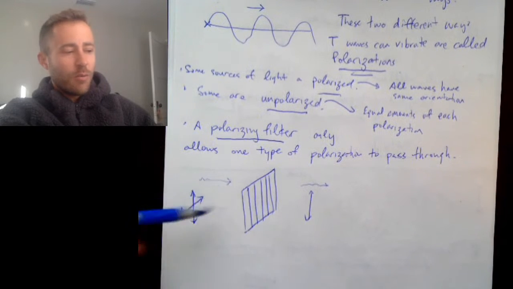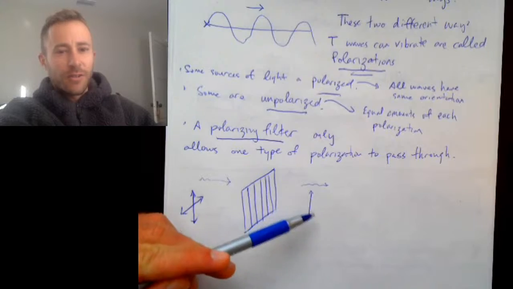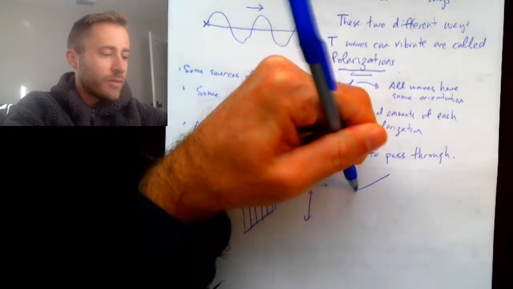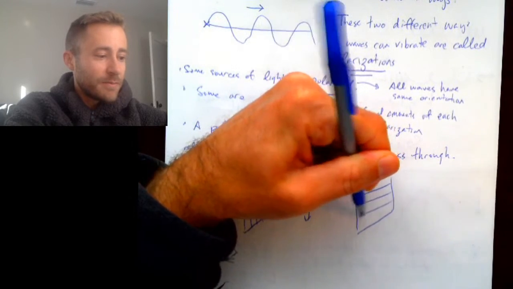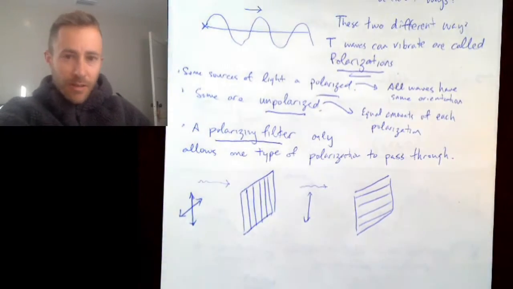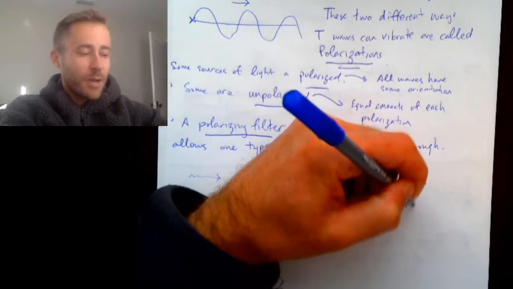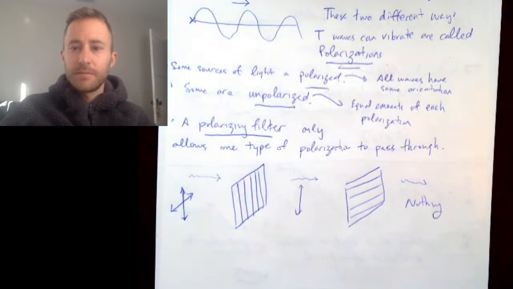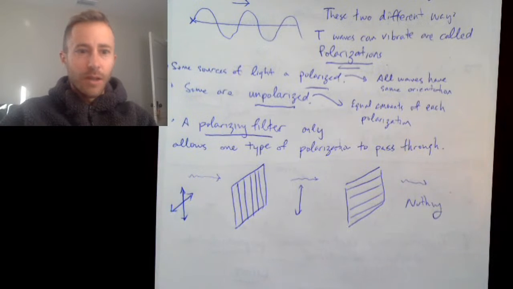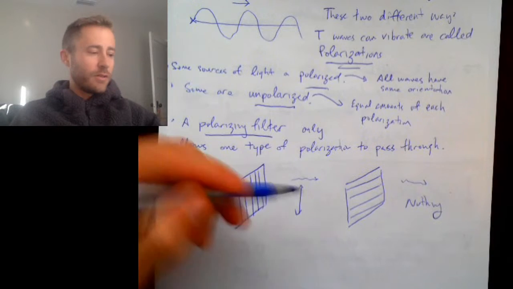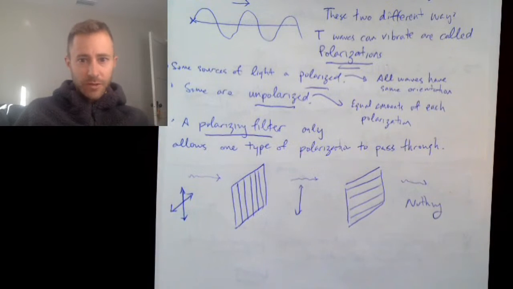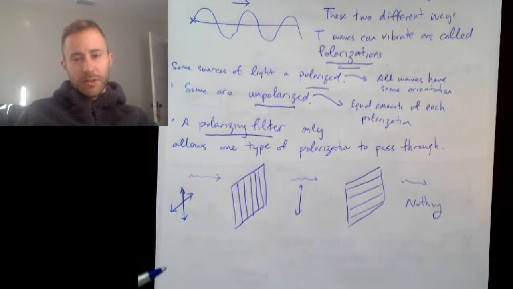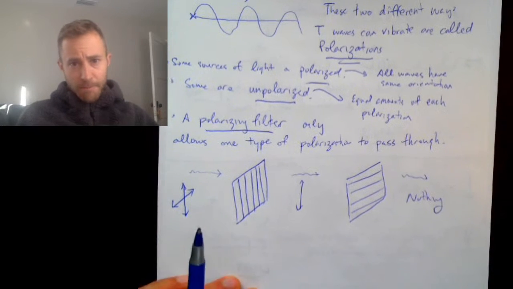So then we could think about what would happen if we then passed this wave through a second polarizing filter that is rotated to only allow side to side. In that case, nothing is going to come out. Because the only wave that came out after the first polarizing filter was up and down polarized, and this one is only going to allow side to side, so nothing's going to come through. All right?